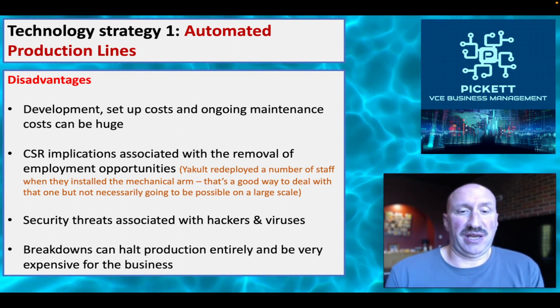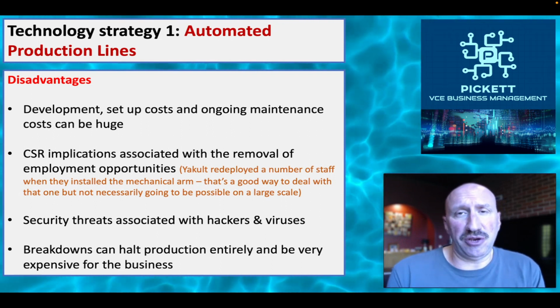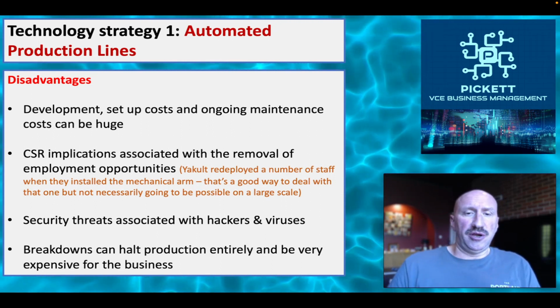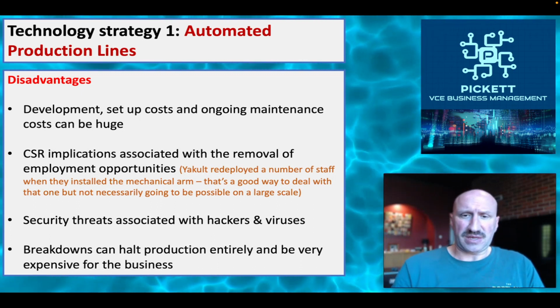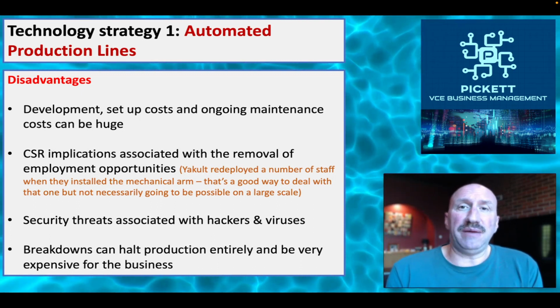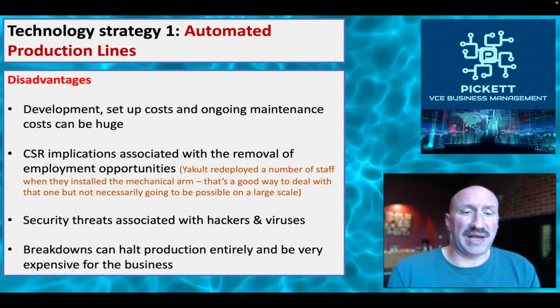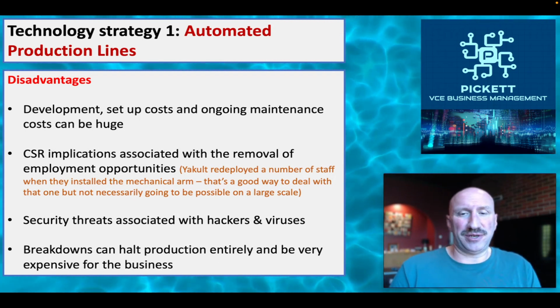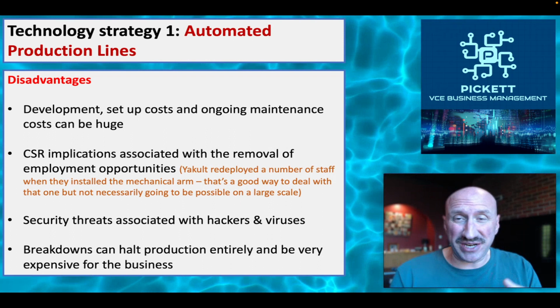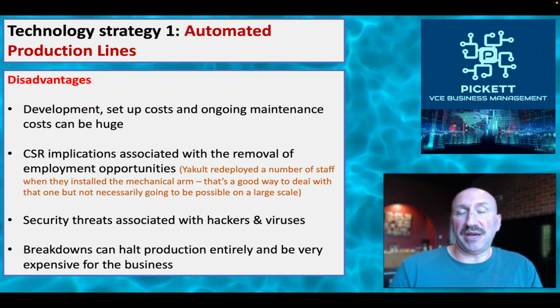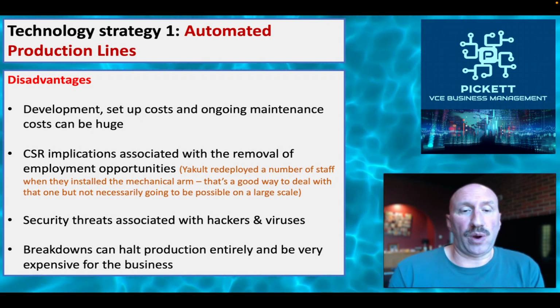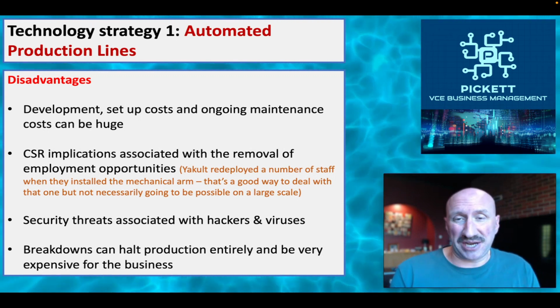So it just needs to be managed carefully. And I've got in there in the orange a little example, Yakult. If you remember that robotic arm they had at the end of the production line, when they implemented that technology, which replaced, I think she said 4 or 5 people at one time, they actually redeployed those people rather than making them redundant, which is actually a really good way to do it, to manage that CSR.